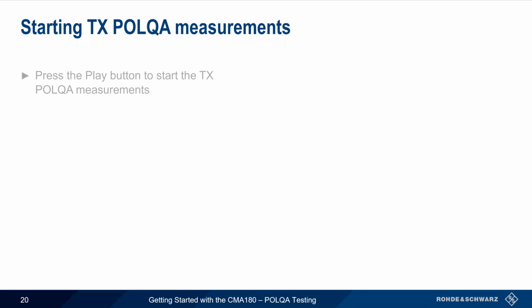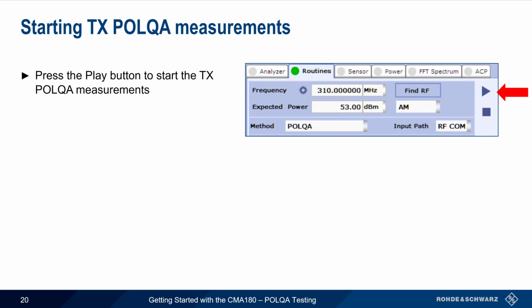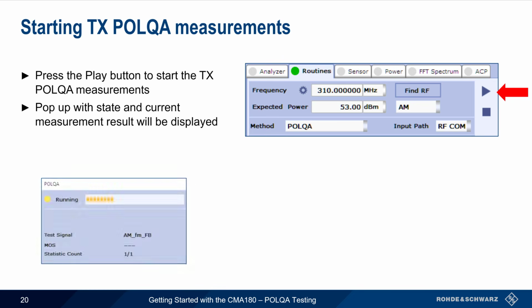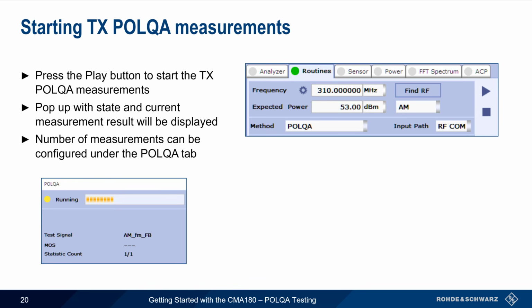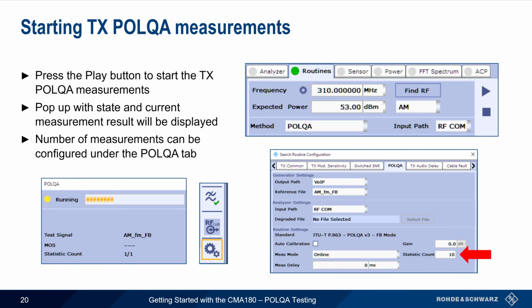To start the POLQA measurement, press the play button on the right-hand side of the screen. The POLQA audio file, typically consisting of a pair of sentences, should be audible through the S5200 speaker. A pop-up window showing the measurement state and the current measurement will also appear. Note that the number of measurements can be configured by clicking on the configuration icon and then adjusting the statistic count under the POLQA tab. We'll come back to the other parameters in just a few moments.